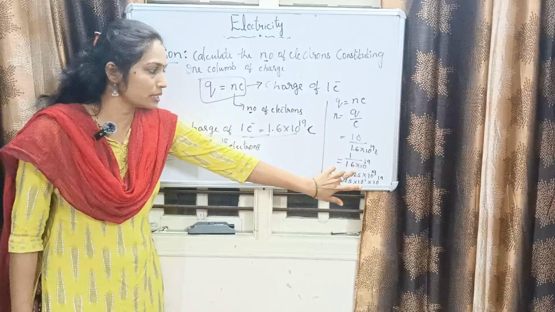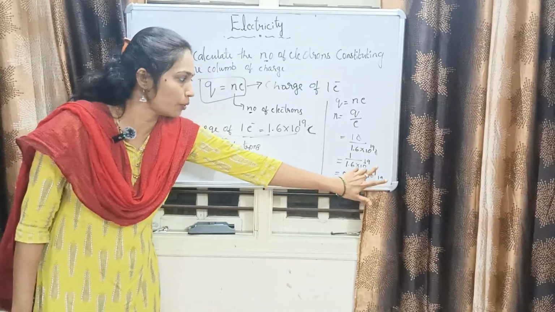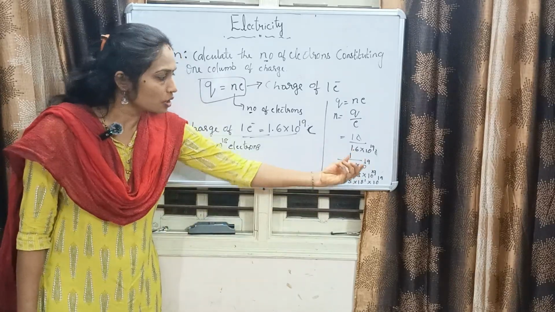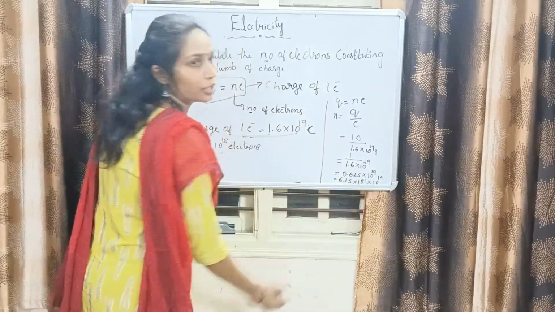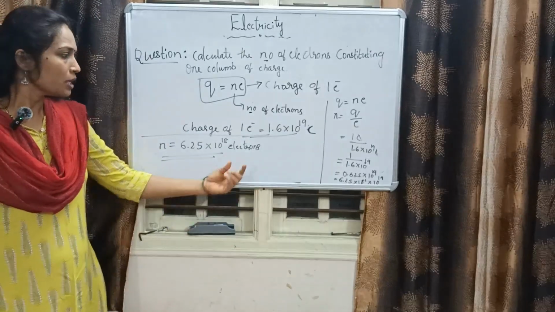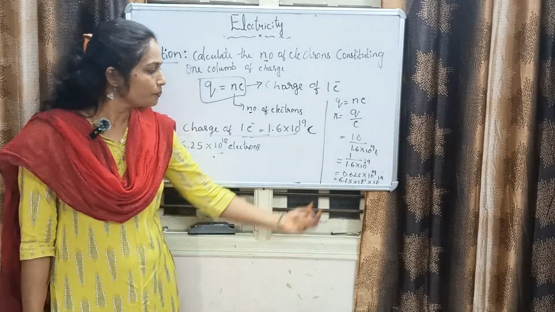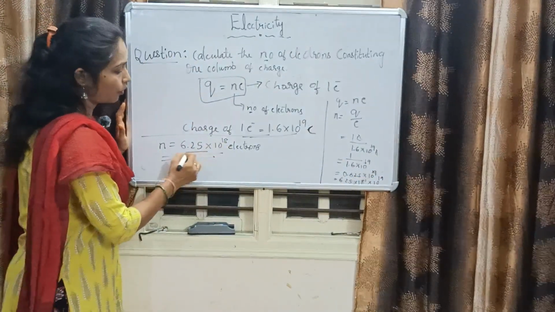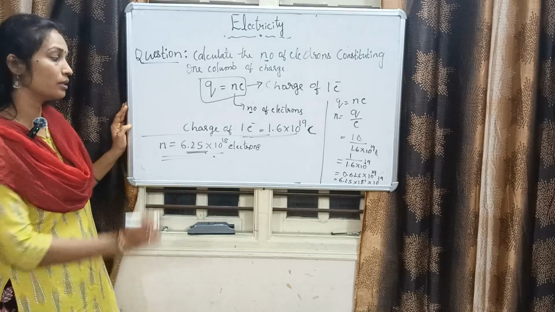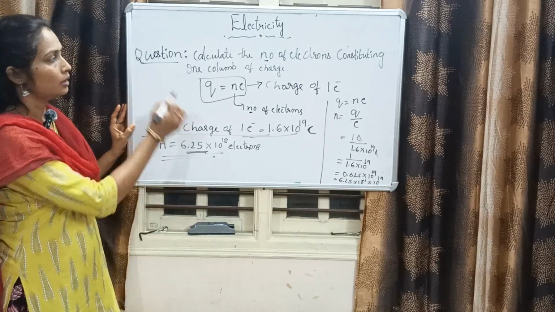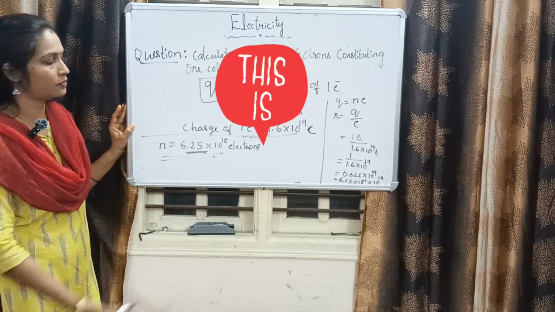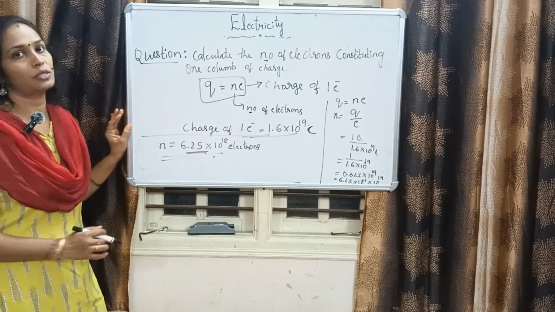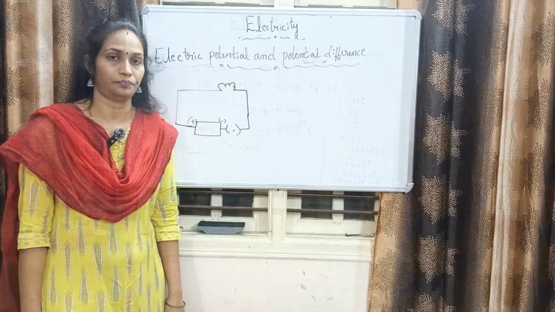Just 1 divided by 1.6 will come as 0.625 into 10 to the power of 19. That I converted, I shifted the point to get 6.25, so we need to multiply with 10 to the power of minus 1. So when you calculate that, minus 1 plus 19, now you will get 6.25 into 10 to the power of 18 electrons. This is very important. Please do remember this one. The number of electrons in 1 coulomb of charge is 6.25 into 10 to the power of 18. Okay, understood. Please go through this and write it down properly.